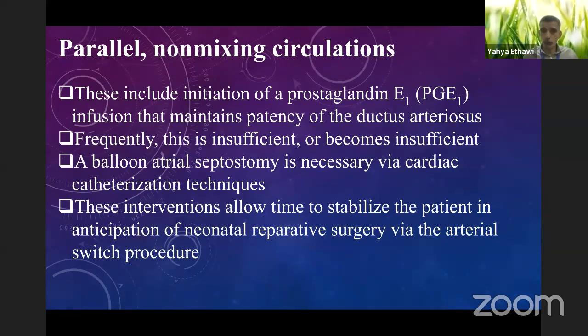Again, if the PDA is already open or the PDA is small, then you need to start prostaglandin, or prostin. Now, in my practice, I have no evidence. When the duct is closed, I go with a higher dose, like a loading dose, and then I down-regulate the dose. When the duct is already open and I want to maintain it open, I start with a low dose and go up to keep it open to a certain level that I want.